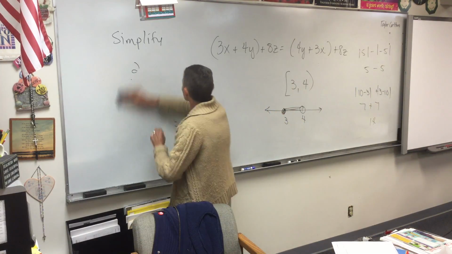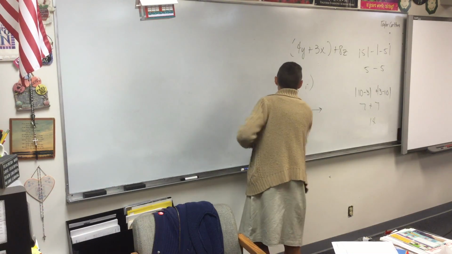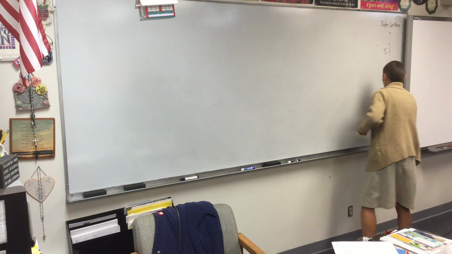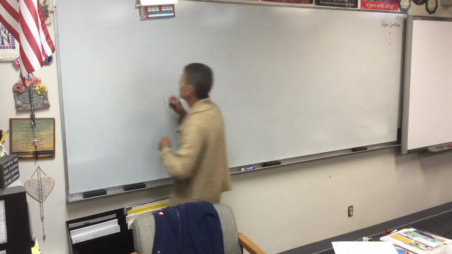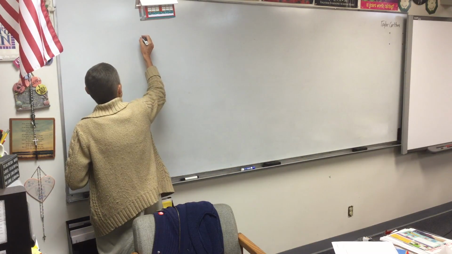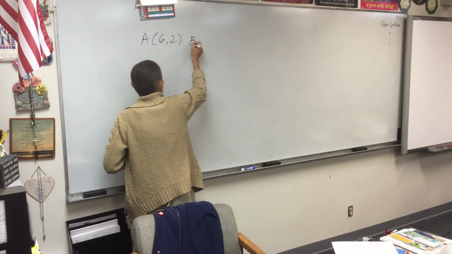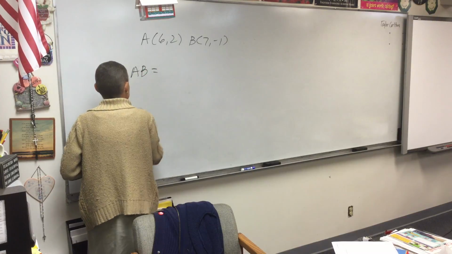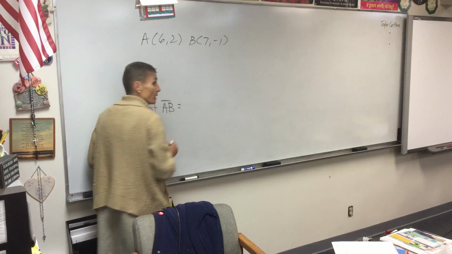So we did distance and midpoint. Let's do a quick refresher of that. Make sure we know what's going on there. So let's say we have point A is 6,2, point B is 7, -1, and we are going to find the distance and the midpoint. So here we go.